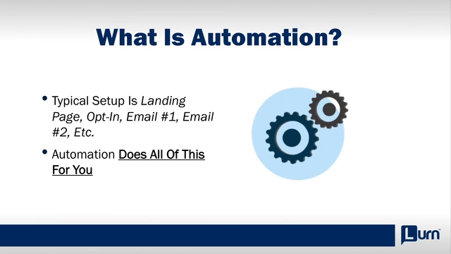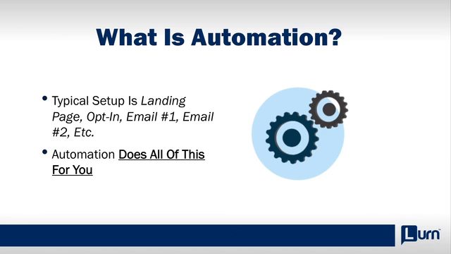So let's talk about automation first. What's so important about automation and what really is automation, right? Your typical setup when it comes to your autoresponder is very simple. You have your landing page, and when people opt in, they start getting sent email 1, email 2, email 3, and so forth. And that's just the way that email has always been. That's called a drip or an autoresponder.